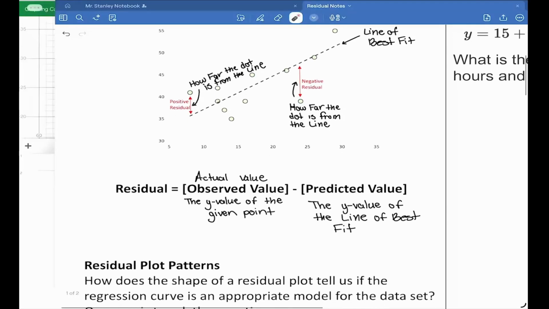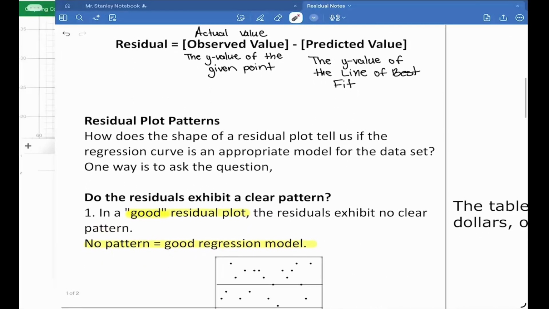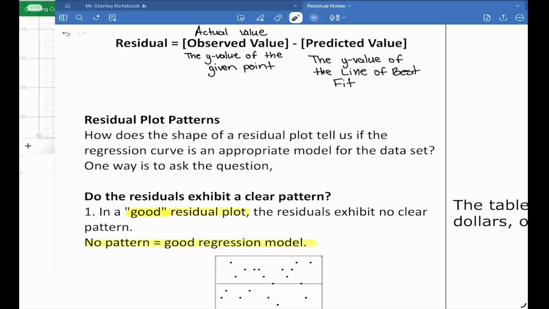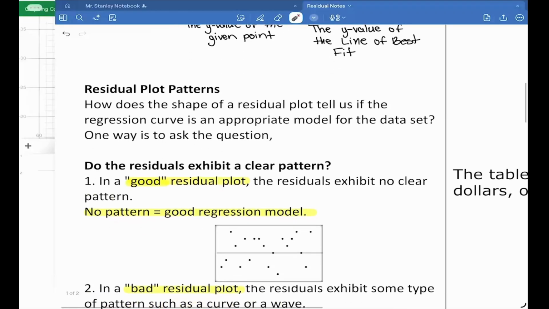And then we're going to look at the residual plot patterns. Now, when we look at the residual plot patterns, we're trying to find out if the residual plot pattern is the appropriate model. And the way we do that is we ask ourselves a question: do the residuals exhibit a clear pattern? It says in a good residual plot, the residuals exhibit no clear pattern at all. So if we look at the example here in the picture, we can't really tell what it's doing. It's not going up or down, it's not curving, it's not doing anything. There's no pattern that we can see. So because there's no pattern that we can see, that is a good regression model.